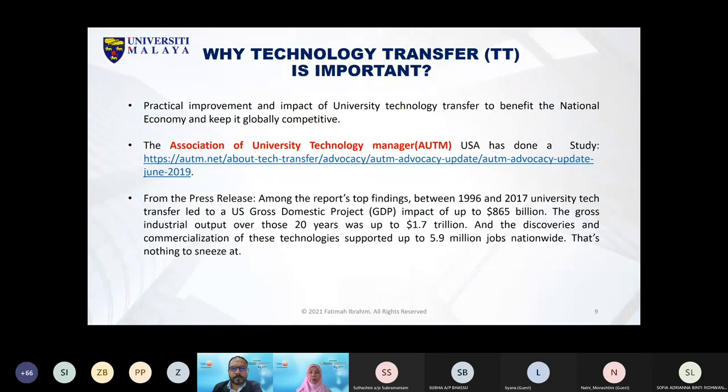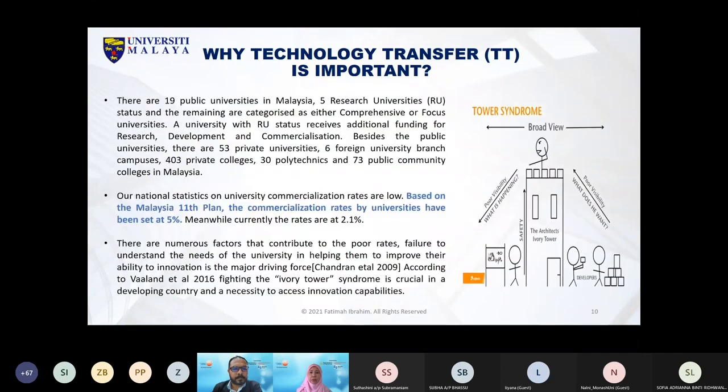GDP impact of up to 865 billion. The gross industrial output over those 20 years was up to 1.7 trillion. And the discovery and commercialization of these technologies supported up to 5.9 million jobs nationwide. So that's nothing to sneeze at. These numbers are very interesting.